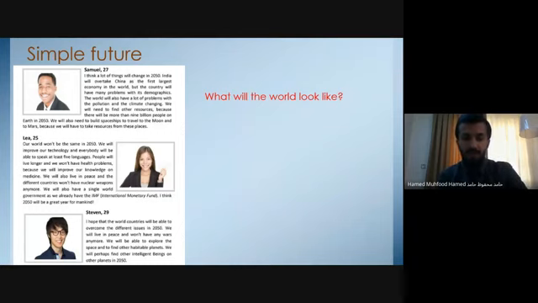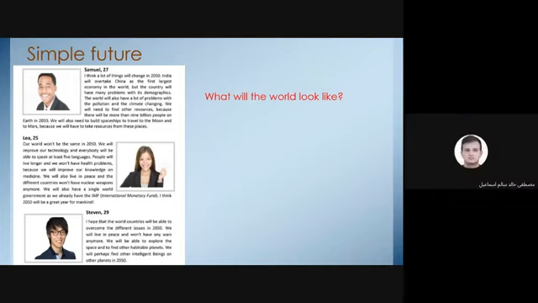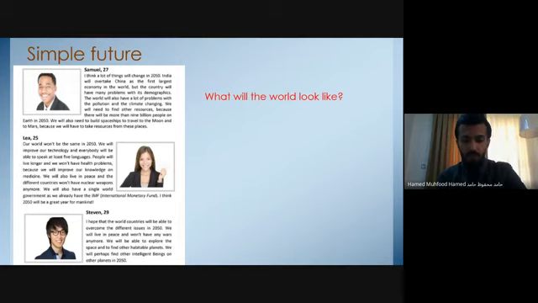What do we mean by optimistic and pessimistic? When I say optimistic, it means hopeful. Pessimistic means the opposite. So according to what Samuel says about the world, do you think he is optimistic or pessimistic? What do you think of Samuel, Mustafa?